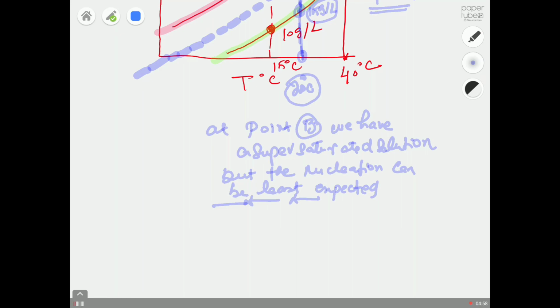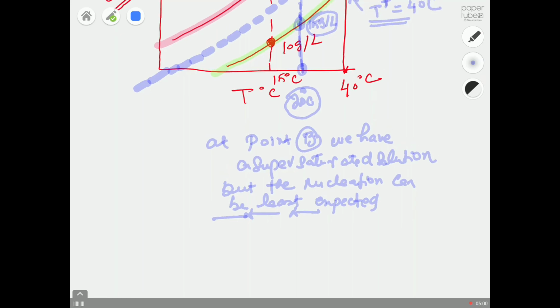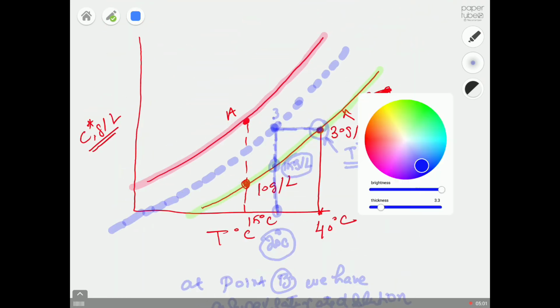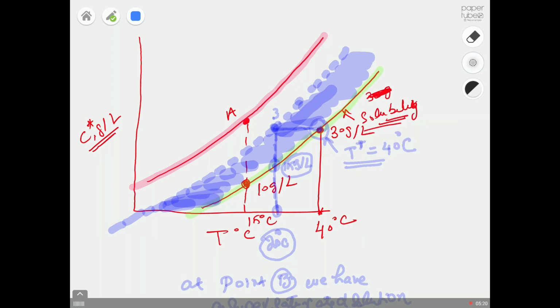So if we are in this zone, let me highlight it one time for you. Just follow the blue highlighter. This zone, if you want, we can call it a safe zone. The chance for nucleation is very less in this zone.